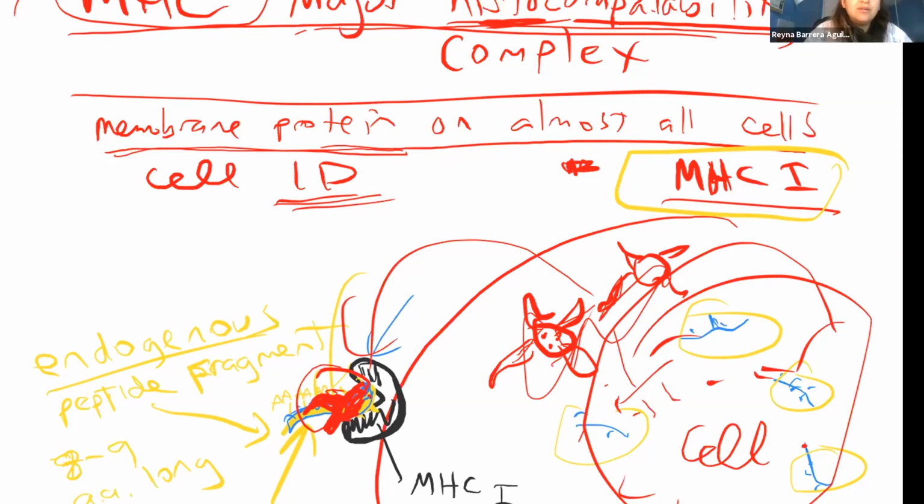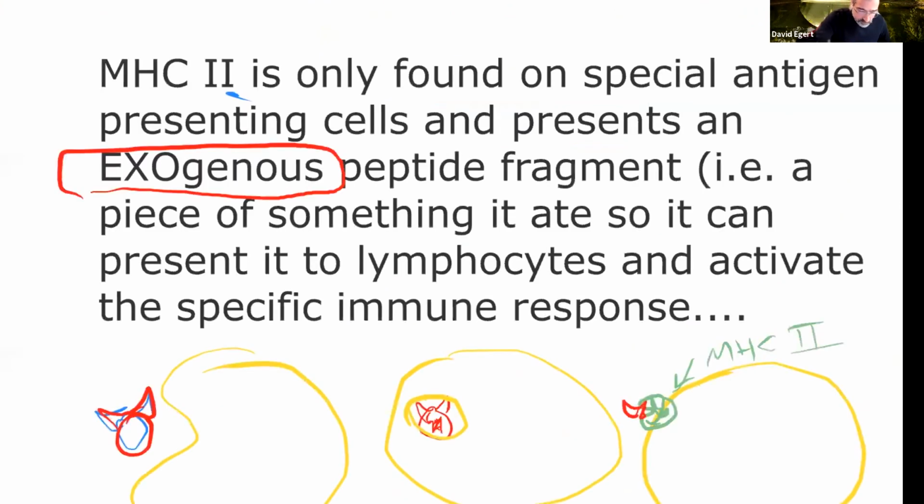So then why would an MHC2, why would there be an exogenous peptide fragment being presented to the cell? Because these are special, they activate the immune response. Right? Yes, their job is to say, this is the thing I just caught and ate, and I'm going to use this to now, basically, go to headquarters and say, we need to create an immune response.